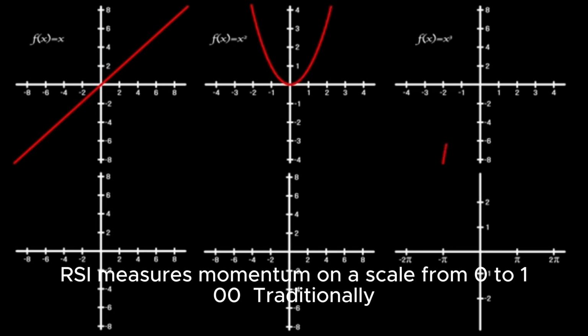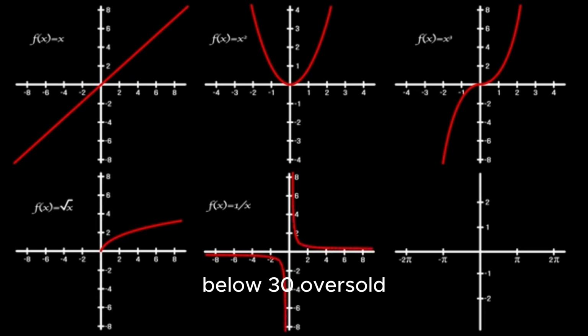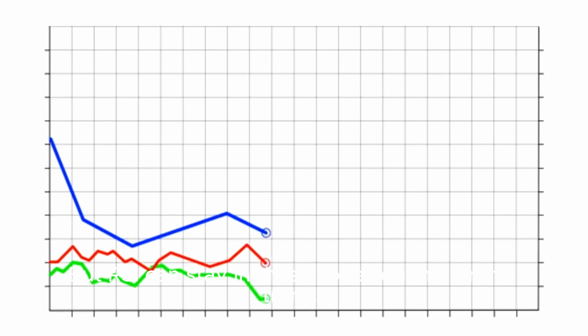RSI measures momentum on a scale from 0 to 100. Traditionally, readings above 70 signal overbought conditions, below 30 oversold. But RSI can stay in these zones during strong trends, so it also needs context.